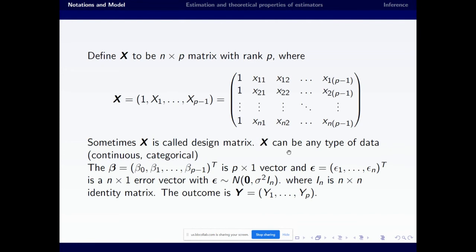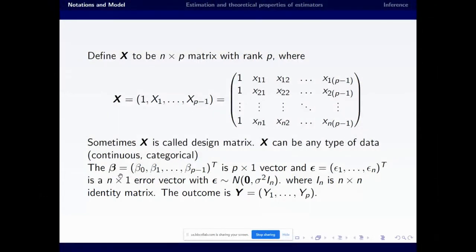Now, this bold X can be any type of data. It can be continuous, it can be categorical. As I said, we are going to talk about how to do regression in the categorical variable case. So in theory, it can be any type of data, continuous or categorical.